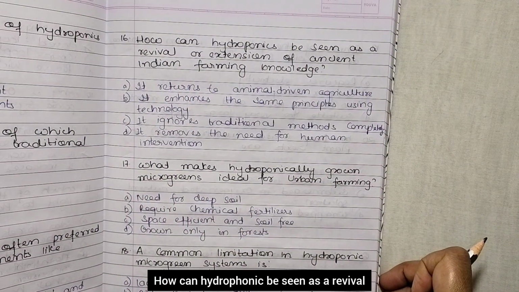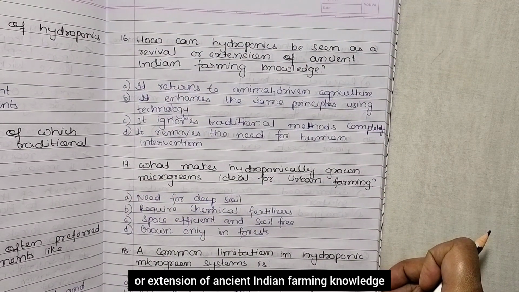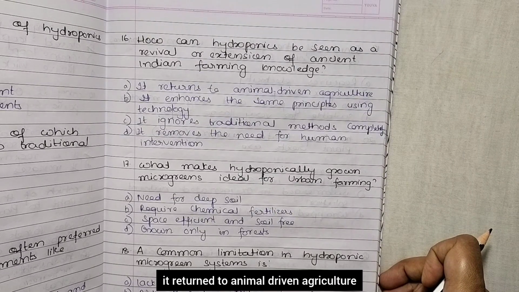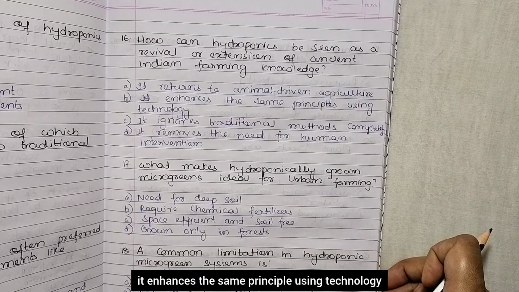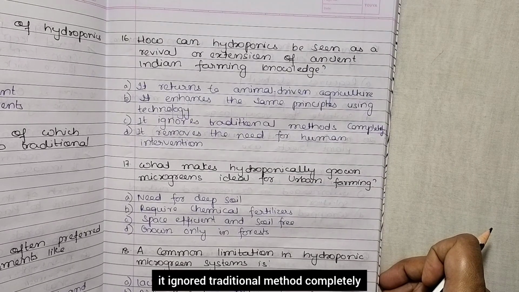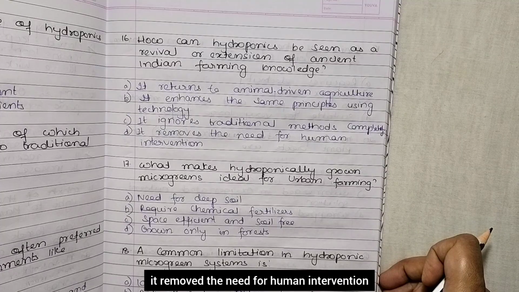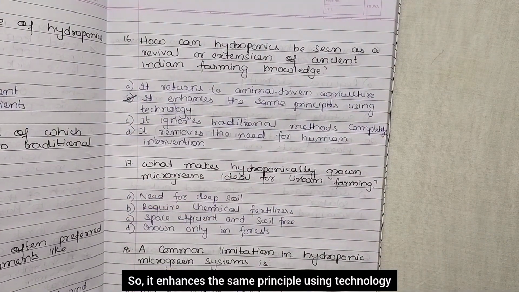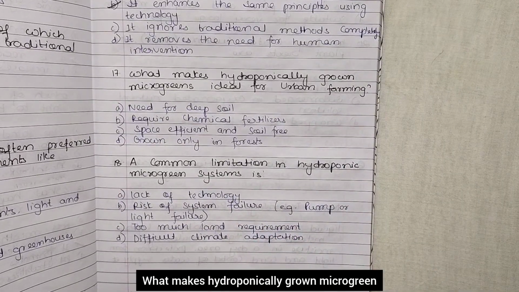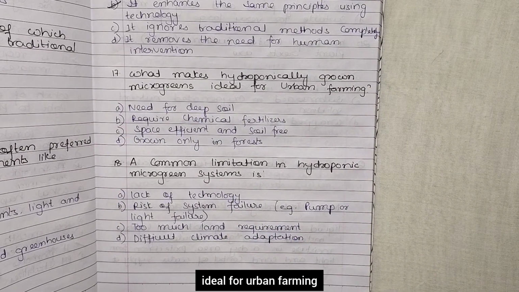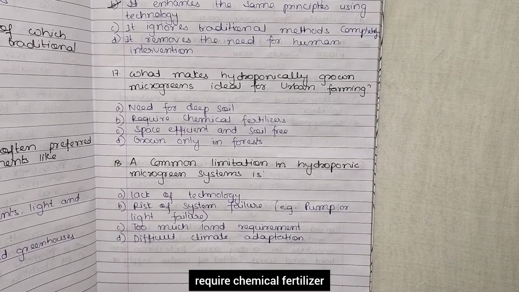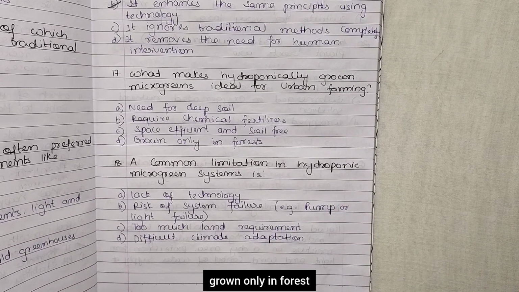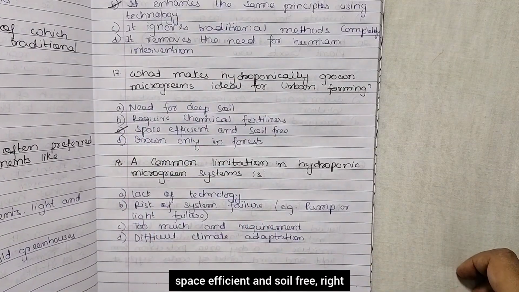How can hydroponics be seen as a revival or extension of ancient Indian farming knowledge? The options are: it returned to animal-driven agriculture, it enhances the same principle using technology, it ignored traditional methods completely, it removed the need for human intervention. So it enhances the same principle using technology. What makes hydroponically grown microgreens ideal for urban farming? Need for deep soil, require chemical fertilizer, space efficient and soil free, grown only in forests. So space efficient and soil free, right?